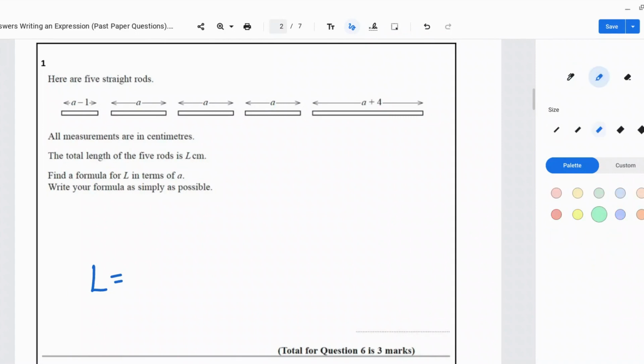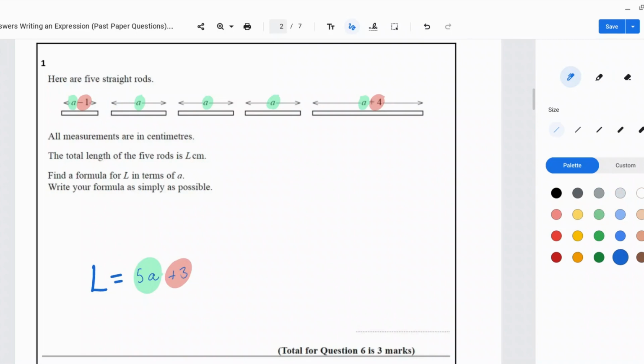So we're just going to collect the like terms. So we've got 1, 2, 3, 4, 5A. And then we're going to collect up the numbers, and we have got -1 and +4. So overall that's +3. So a formula for the length in terms of A is L equals 5A plus 3.